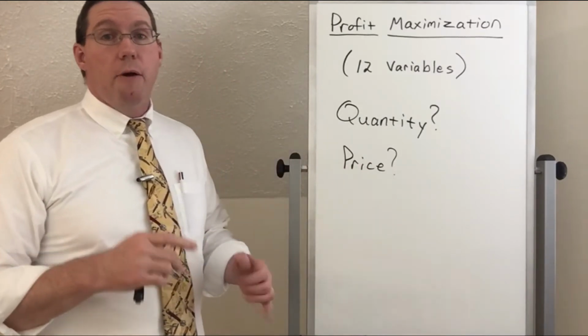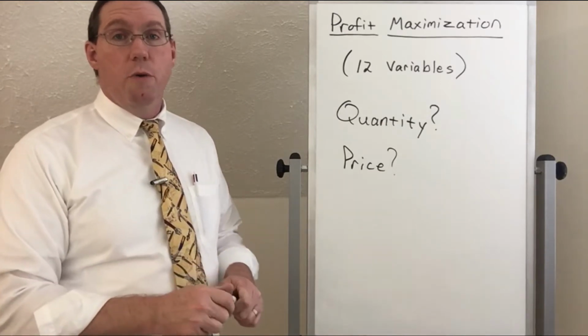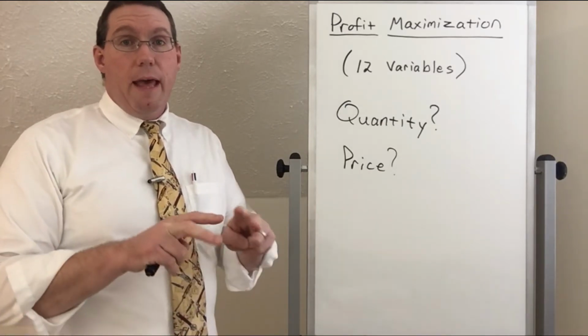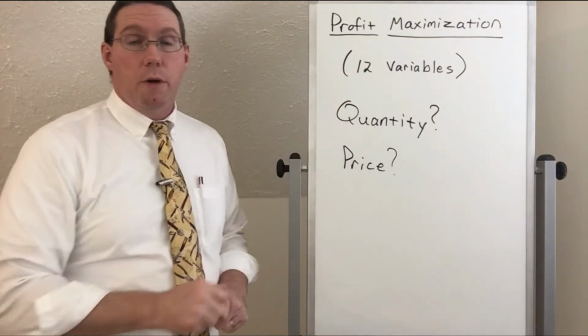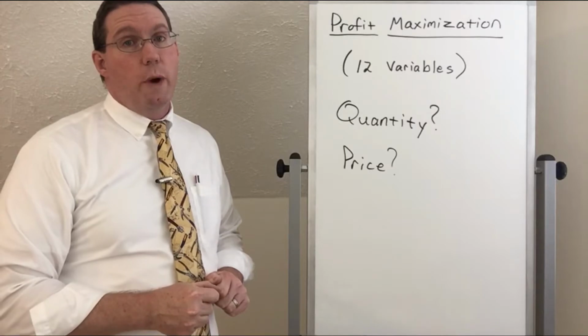Now, what we're going to do is switch over and I'm going to show you how to set up a table with the 12 variables, and then we're going to come back and start talking about the profit equation.